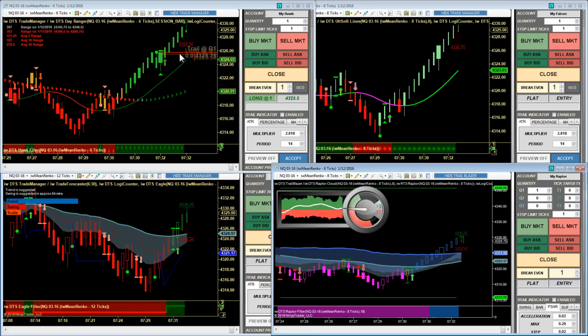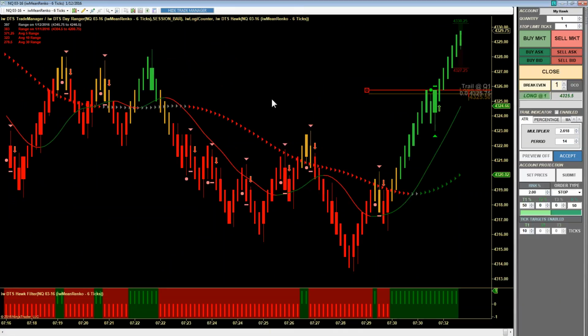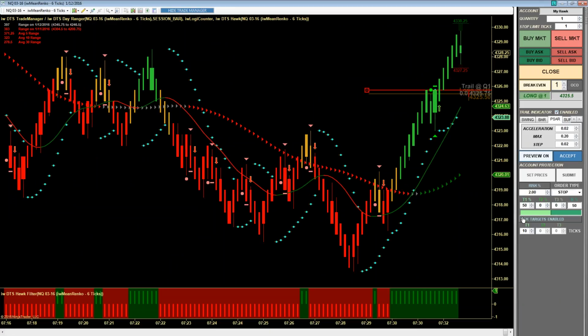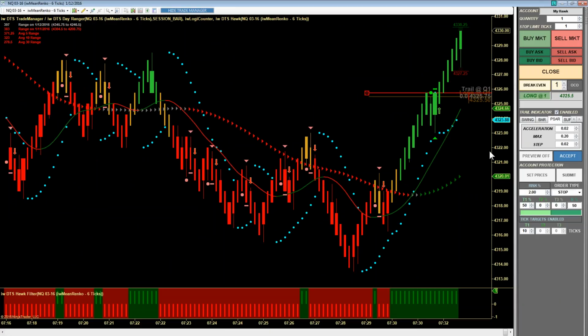Okay, so we've hit our first profit target. Now we have a trailing contract in play here on our Hawk. And I think I'm going to get ready to, let's see what parabolics look like. Yeah, sure, let's go with parabolics. So I'm running a break even. I've got parabolics in to trail my stops, providing, of course, we see the market continue to rally from here.